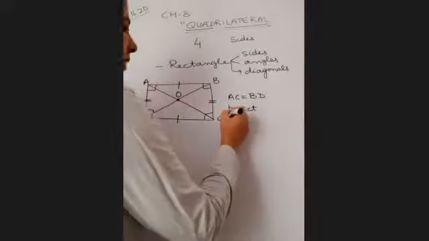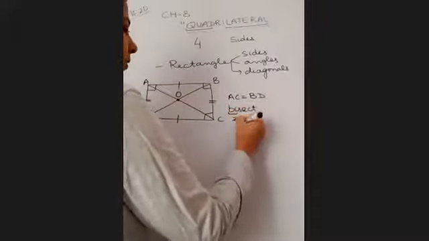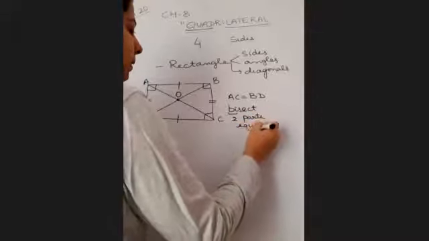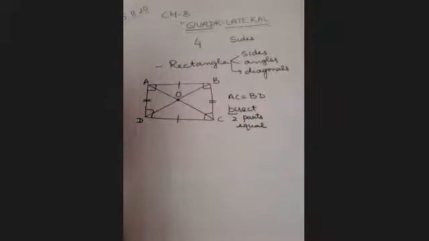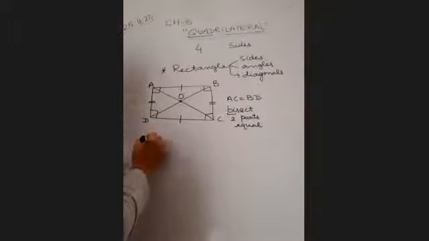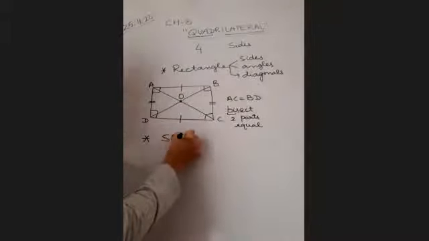What is the meaning of bisect? Cut into two equal halves. Two equal parts. That is the meaning of bisect. All right. Now coming on next to the square.